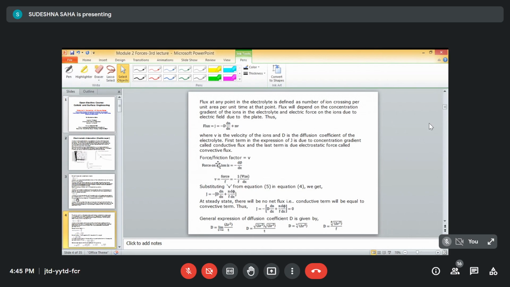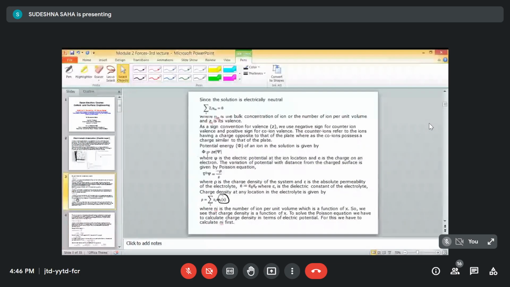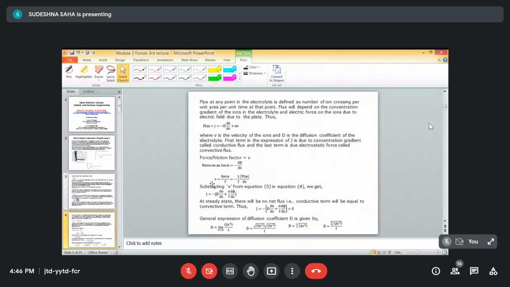That force by friction factor, we can write in terms of v. The force of an ion we can write in terms of d phi by dx, and this v we can write in terms of force by F. So it will be equals to 1 by F into d phi by dx, which is Ze d psi by dx, because d phi we have already mentioned in the last slide as Ze psi. So that's what we have put here, and we get the expression for v.